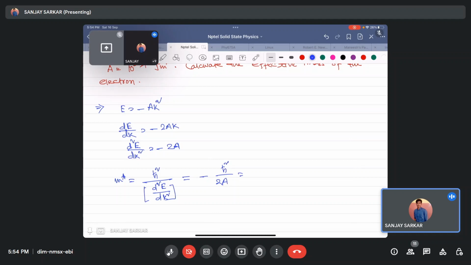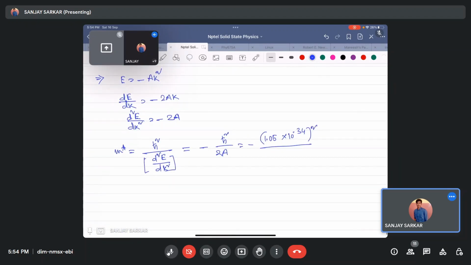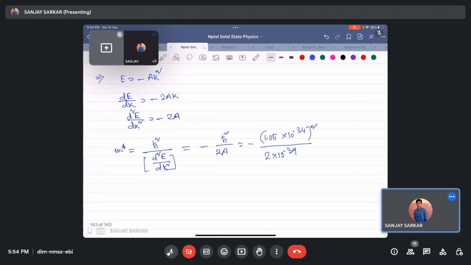So the value you already know. The value of h bar in joule second is 1.05 into 10 to the power minus 34, square, divided by a. A is given in the question as 10 to the power minus 39 joule meter square. So 2 into 10 to the power minus 39. So it's in kg, right? Because everything is in SI unit. So let me do it.